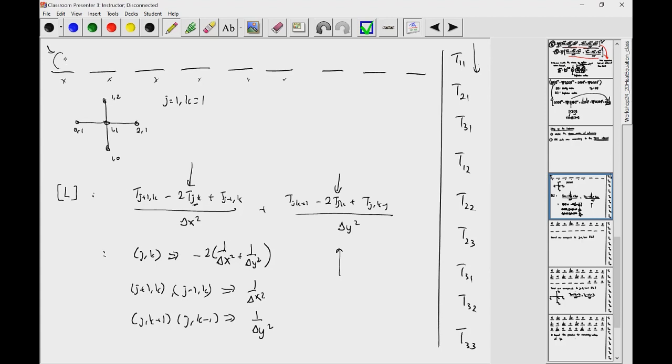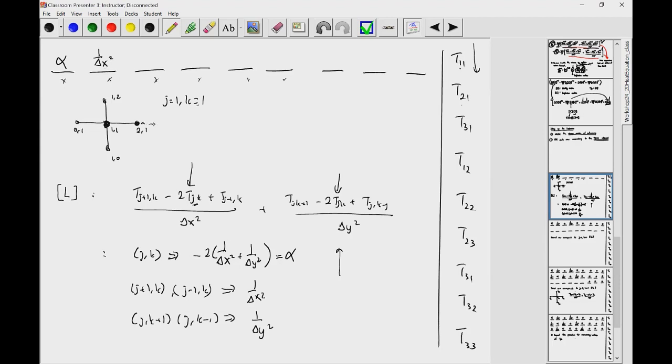The first coefficient should be multiplied to T11. The second coefficient should be multiplied to T21. So whatever you fill in here will be based on your stencil. To make things simple, let me call this alpha, so that I don't have to write this entire thing. When you apply your stencil at j=1 and k=1, that is your jk, so it has a coefficient of alpha, and you put alpha here. The next point is T21. T21 is your j plus 1, so this becomes 1 over delta x squared.